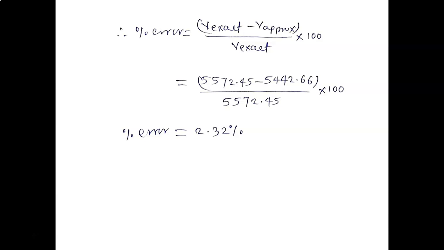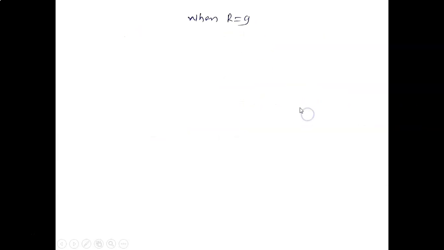Now they have told us to find out V exact at r is equal to 9 also. Therefore, when r is equal to 9, this is again our equation, V is equal to 4/3 π r cube. Therefore, substituting r is equal to 9 here, 4/3 π into 9 cube. Therefore, volume V is given by 3052.08. This is the exact volume.